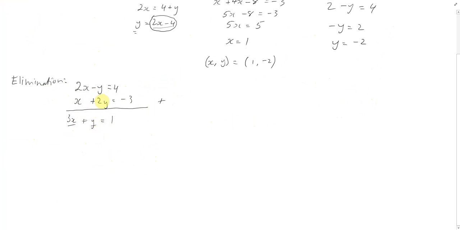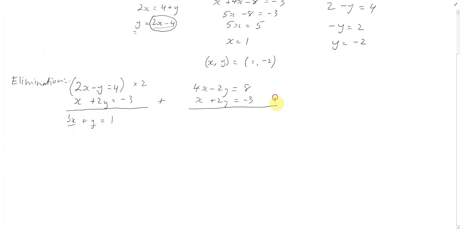To eliminate things, I noticed that if I had this one to actually be a minus 2y, it would cancel out with this plus 2y. So what I'm going to do is multiply this first equation, this whole thing, by 2. And that works because I've multiplied the left-hand side and the right-hand side by 2. So let me write this elimination sum out again, but multiplying this first line by 2. It would look like this. 4x minus 2y equals 8. And x plus 2y equals minus 3.